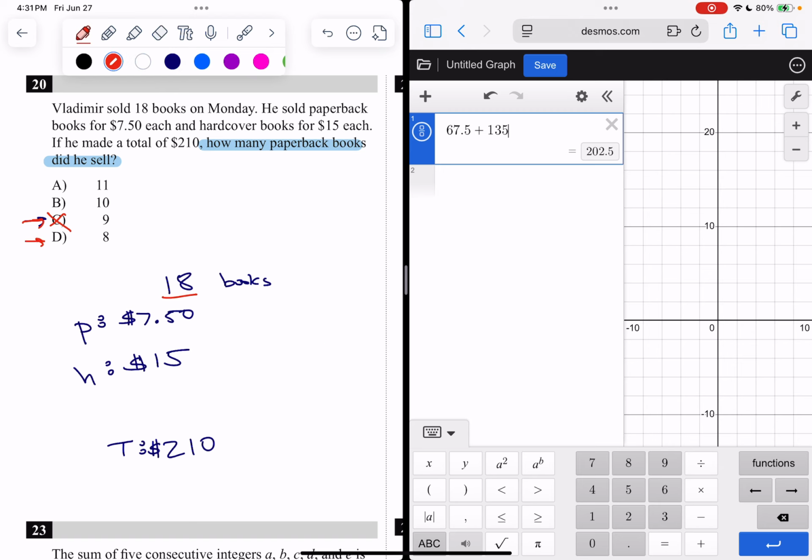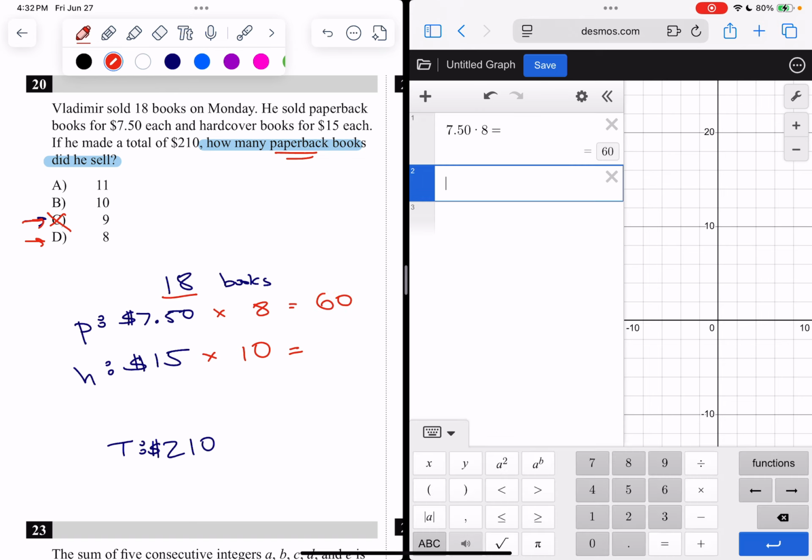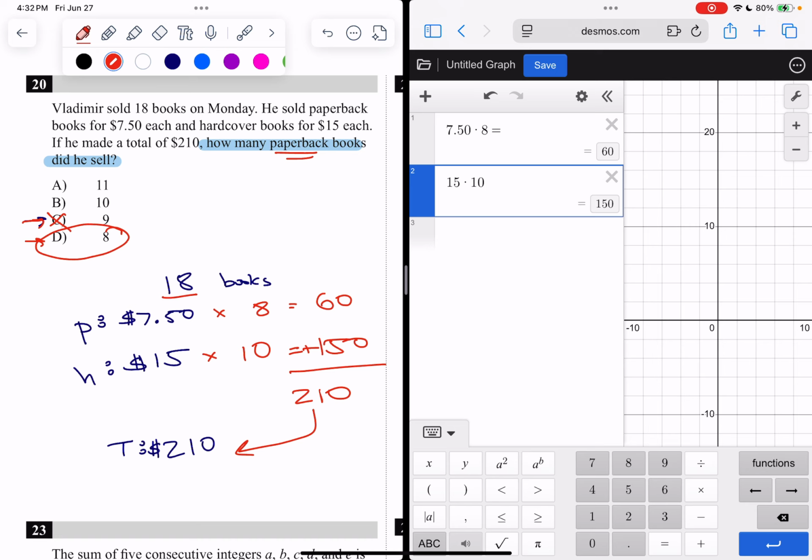Let's try with 8. Okay, I'm going to put 8 in for my number of paperback books. And if I have 8 paperback books and 18 books total, that means I have 10 hardcover books. Let's multiply and see how much we made. Well, if we have 7.50 times 8, that's going to give me 60. And if I have 15 times 10, you might know that that would give us 150. And when we add those together, oh my goodness, we get 210, exactly like we should. So now we know that is the right answer for our paperback books.